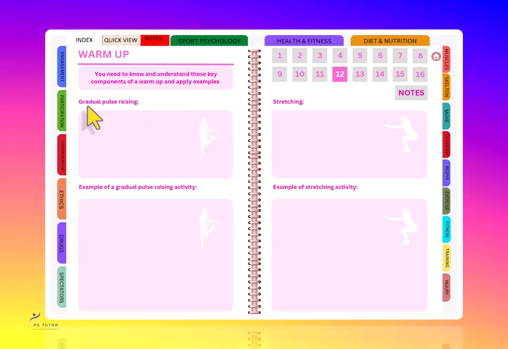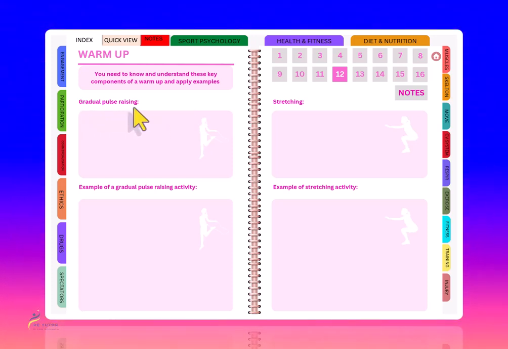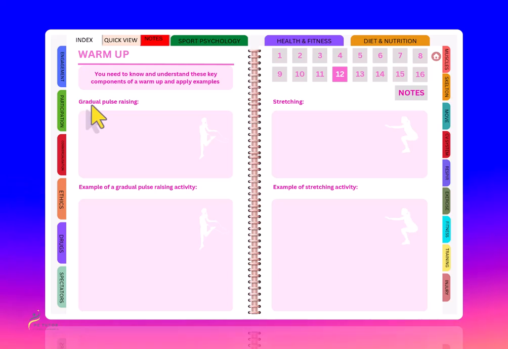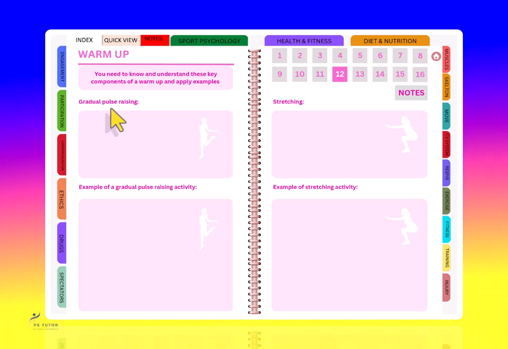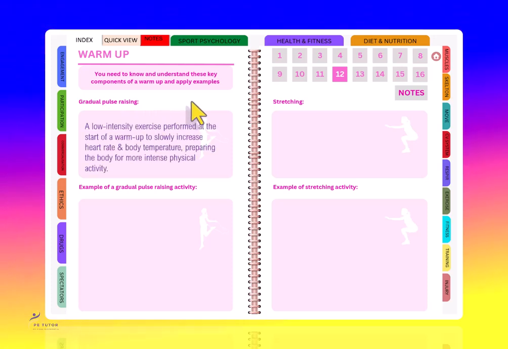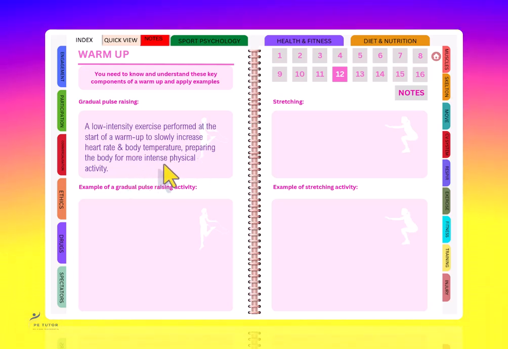So first of all, the first one is a gradual pulse raising. Now the first point I want to make about this is please make sure that you use this word gradual. So the examiner will be looking for that specific term. So it's not just pulse raising, it's a gradual pulse raising. And let's have a look at what we mean by this. So low intensity exercise, which is performed at the start of a warm up to slowly increase heart rate and body temperature. And that's the bit that references back to gradual. To slowly increase heart rate and body temperature, which then prepares the body for more intense physical activity.